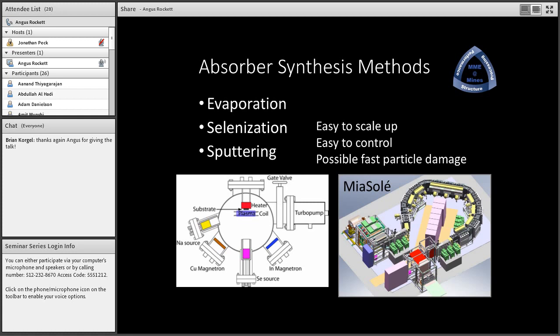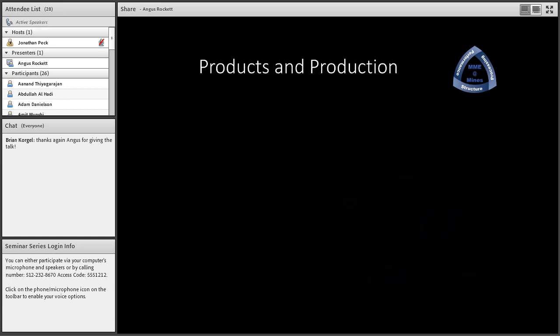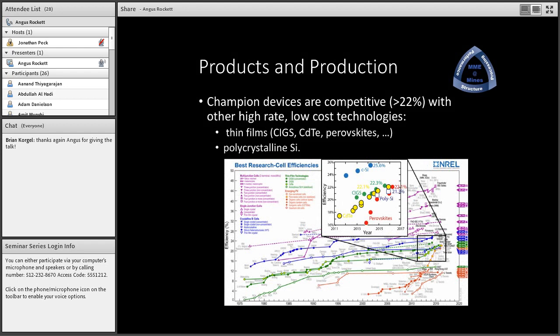And then there's sputtering. Sputtering has the advantage that it's relatively easy to scale up. It's relatively easy to control because the fluxes are linearly related to the sputtering current. And then you have to worry about things like fast particle damage. So anytime that you sputter a relatively heavy target like indium with a relatively light gas species like, for example, argon, you can get reflected neutrals bouncing off of the target and landing on the substrate. So you need to make sure that your process can handle that, and MiaSolé has managed that.